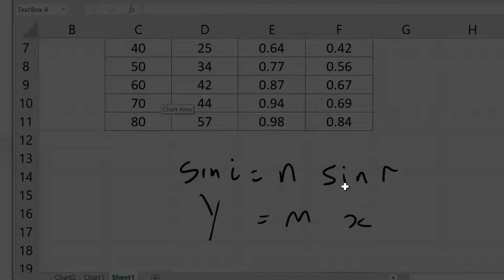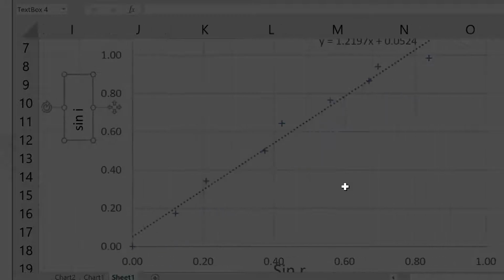As long as it's from air into a material, we can use this version of Snell's law, sin I equals n sin R. We're after this n, the refractive index. Chuck it into y equals mx plus c. We can see that we plot sin I on the y-axis, x is sin R, and the gradient hopefully will be n. I've already done this using the wonders of Excel.